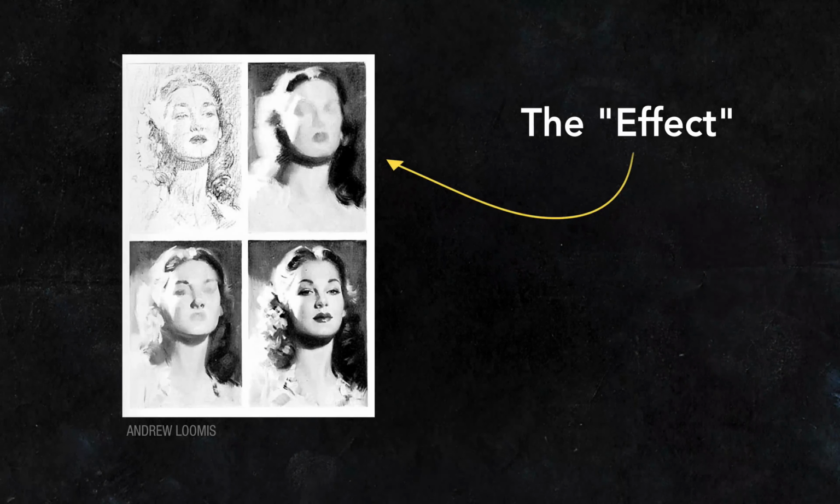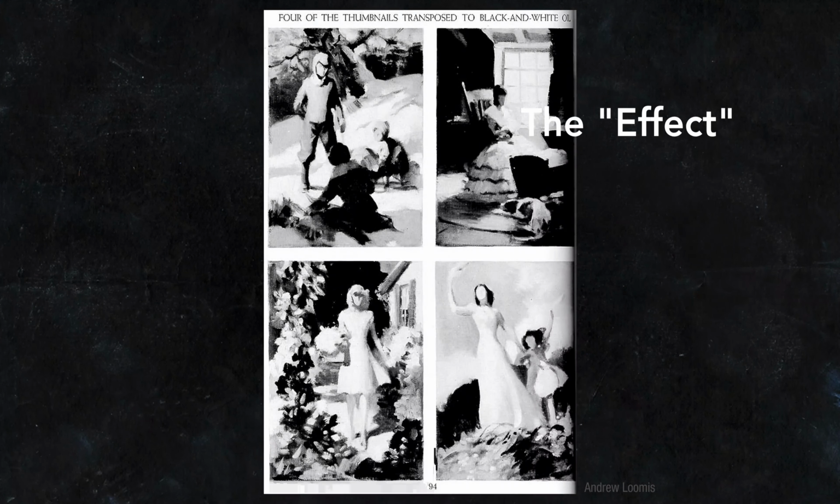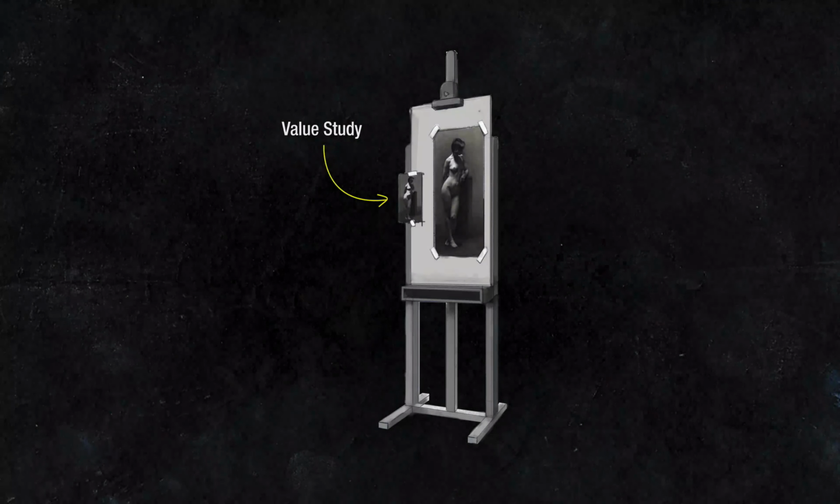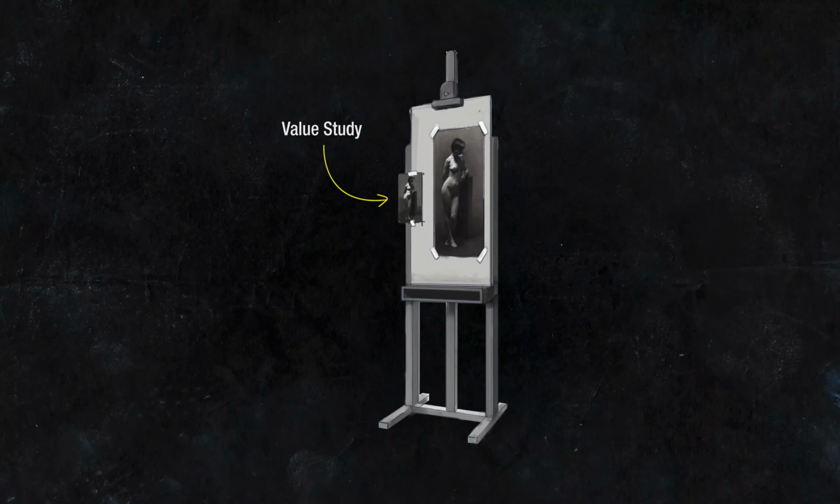This is Andrew Loomis using the effect in a portrait. First, he establishes the big tonal relationships as a foundation, and then he adds the details within that big context. It's a very effective way of working. And here, Loomis again, studying the effect of more complex compositions. When you're doing a value study, you are going for the effect. Your value study should feel like your subject. When you compare the two, there should be no big difference between them.